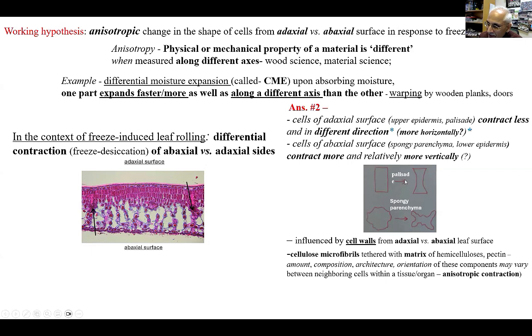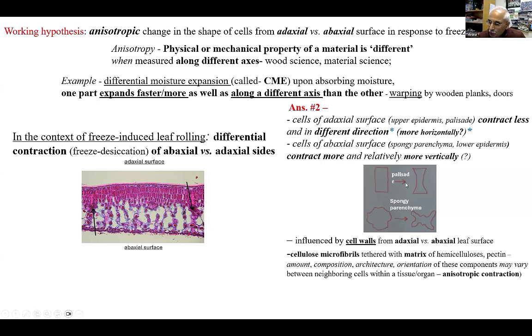So here you have a palisade. This E is missing here, sorry. And here you have spongy parenchyma. So this palisade, the vertical file of these cells right here, they are contracting a little bit less and also more horizontally, whereas the spongy parenchyma cells, which are here more close to the vascular bundles, are dehydrating earlier and more, and also more into this kind of orientation.